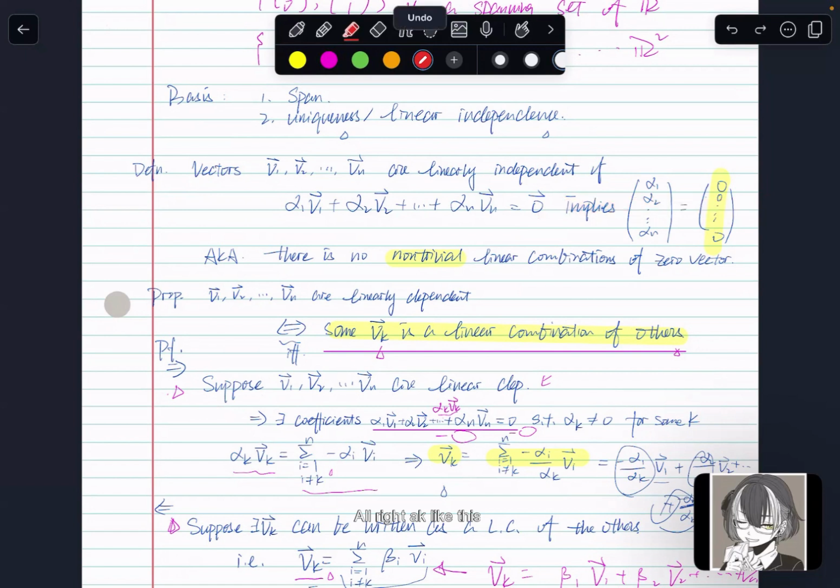All right, this implication is also known as there is no non-trivial linear combination of the 0 vector. So non-trivial means, well, if I'm multiplying something to a vector, something to a vector, of course I have one solution where all alphas are 0. Then this is a trivial solution because any set of vectors will have this solution.